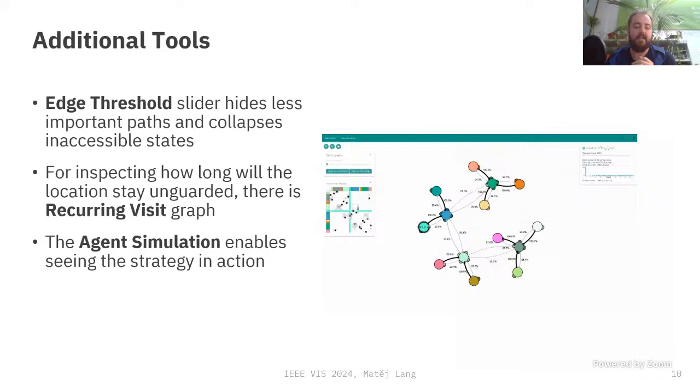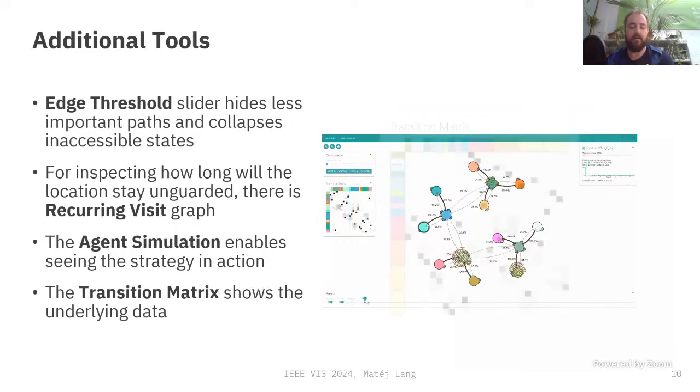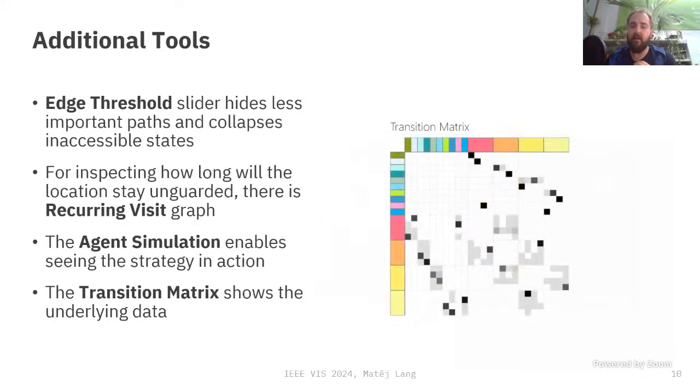We also created the agent simulation, which enables us to see the strategy in action. Most importantly, it shows the probability distribution in time and how it changes for the guards. And lastly, we show the transition matrix, which is the original point for the researchers. They are used to working with this type of data, and so they still have the connection to the new visualization.